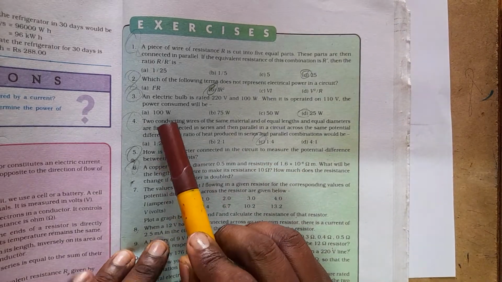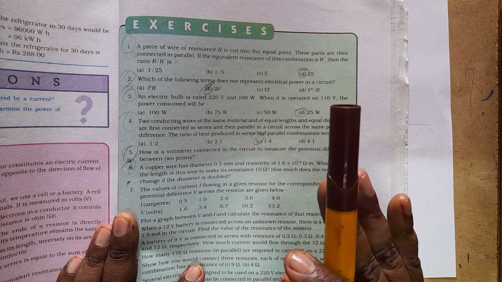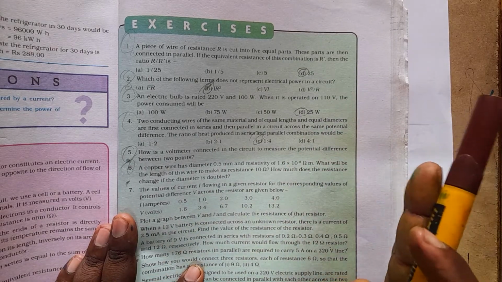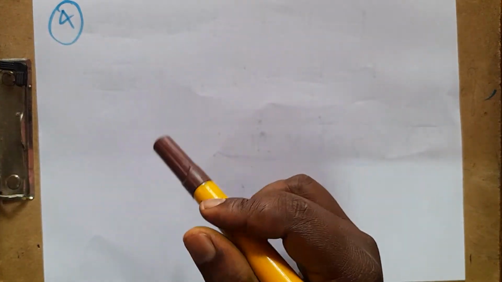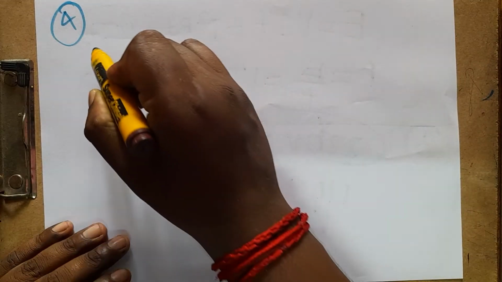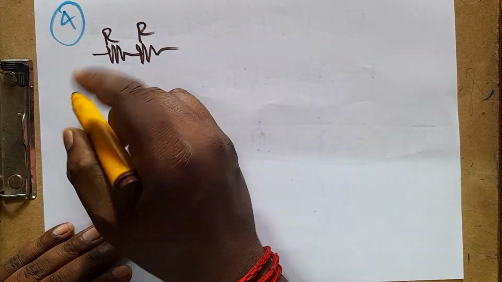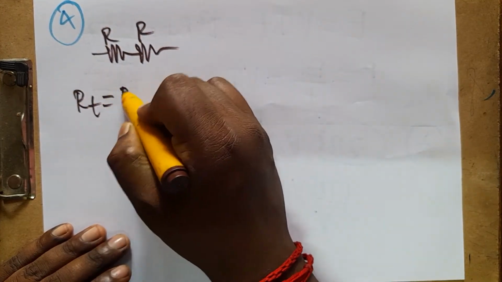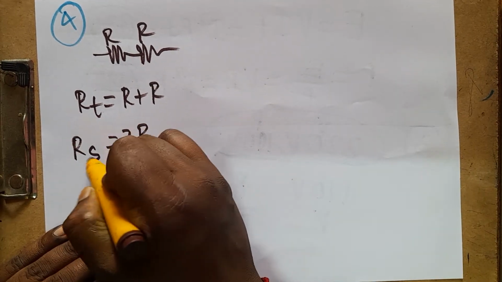Question number 4. Actually, they asked about 2 different situations. I will find both separately, then we will find the ratio. The first situation is in series: 2 resistances in series. What is the total resistance in series? R total is equal to R plus R, so we get 2R. It is called R total in series.